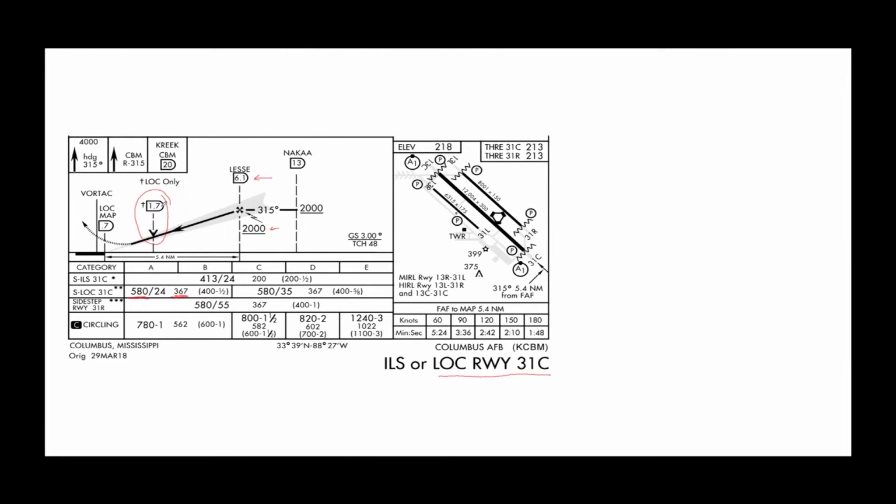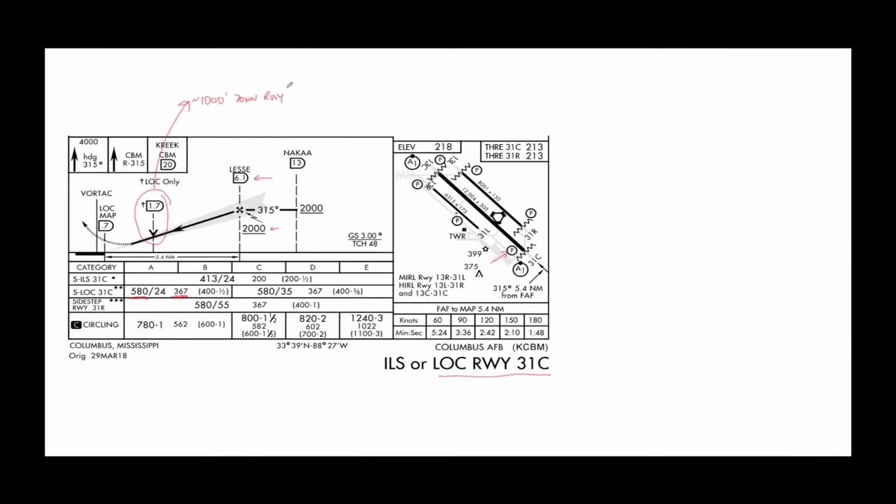Now keep in mind, this VDP takes us down to wherever our glide slope indicator is. For runway 31 center, it's about 1,000 feet down. So the 1.7 on an approximate 3-degree glide slope should take us about 1,000 feet down the runway. So for this case, you can go ahead and just use the already calculated and published VDP.